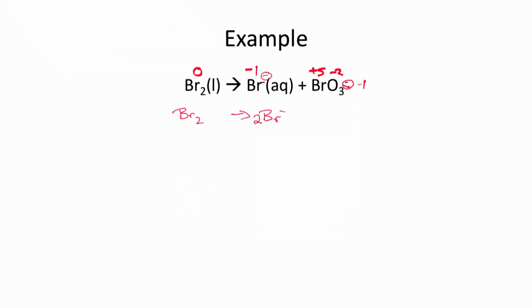And now I have to balance the charges. So here I have -1 times 2, which is -2. This is going to require gaining 2 electrons. So now I have -2 on both sides.